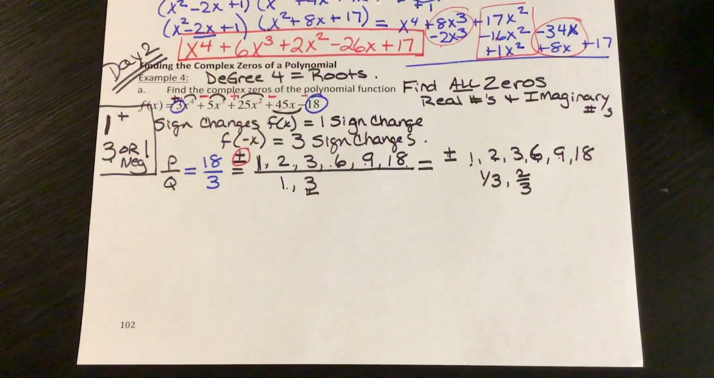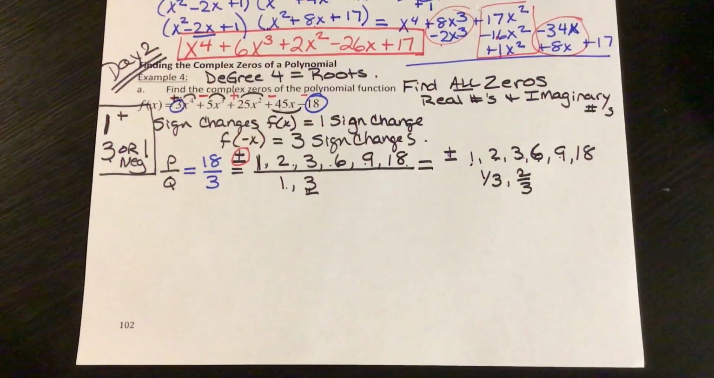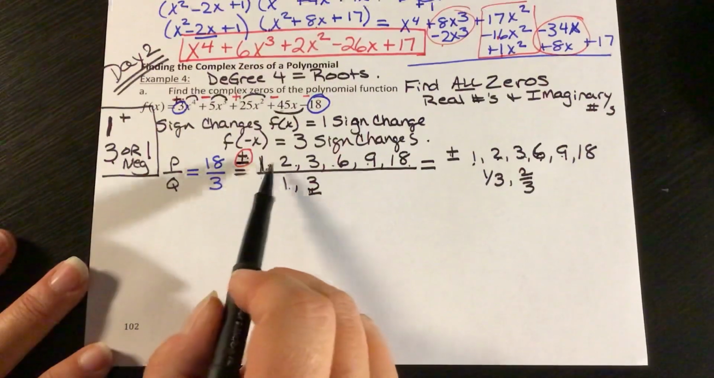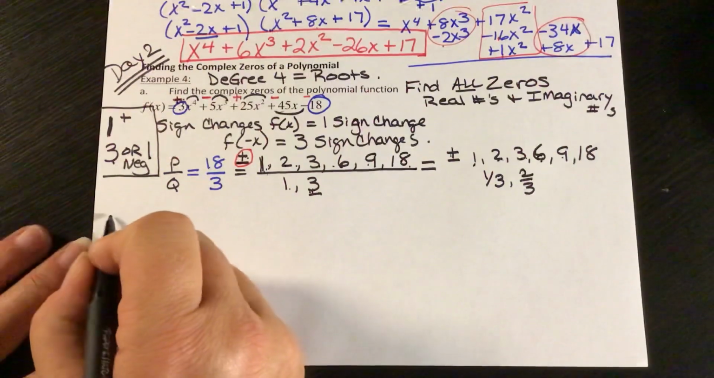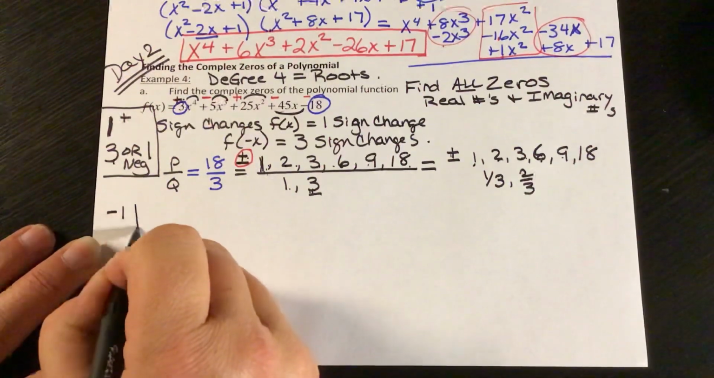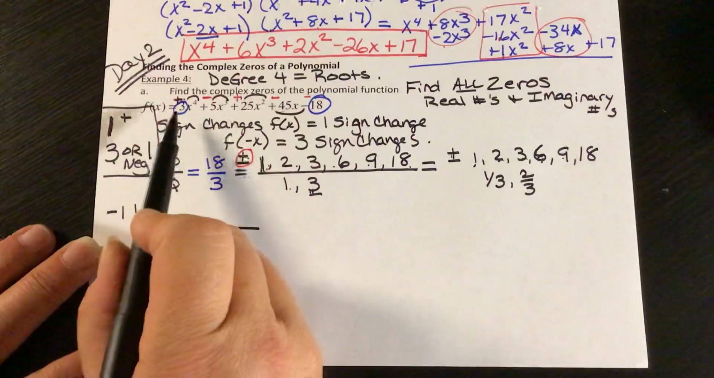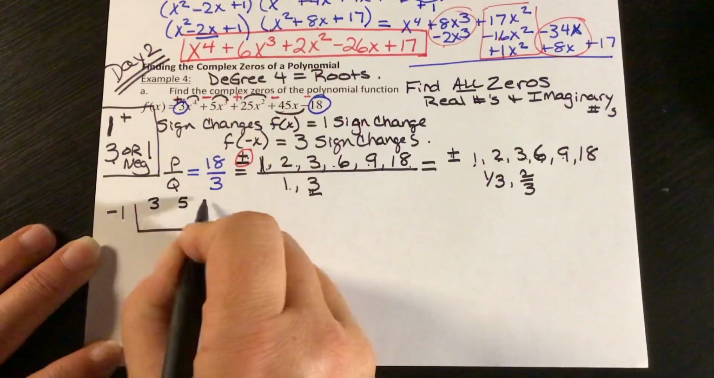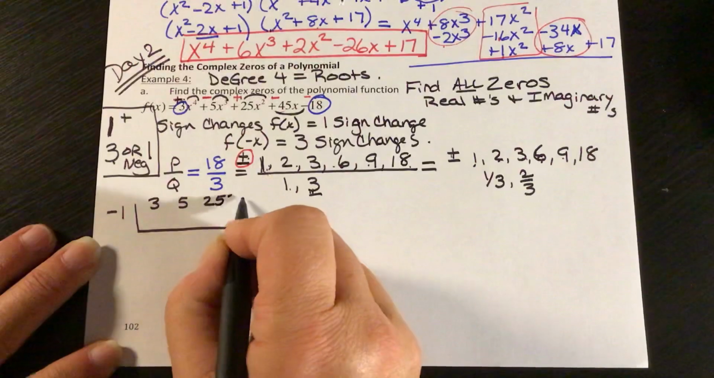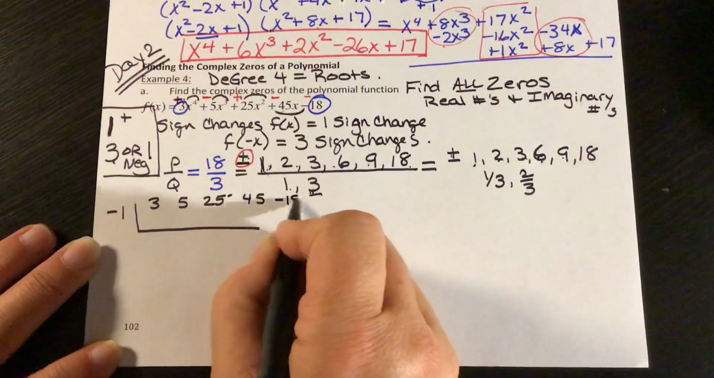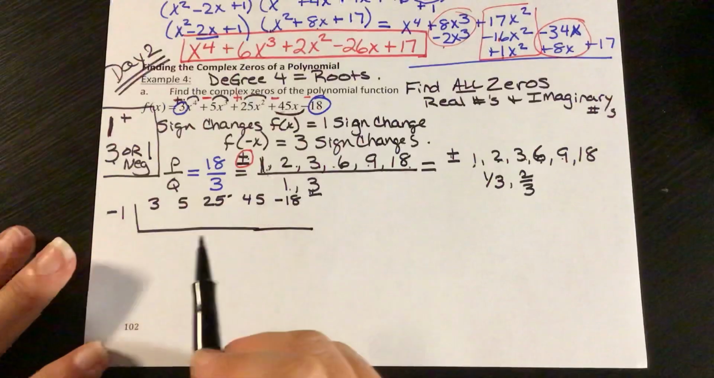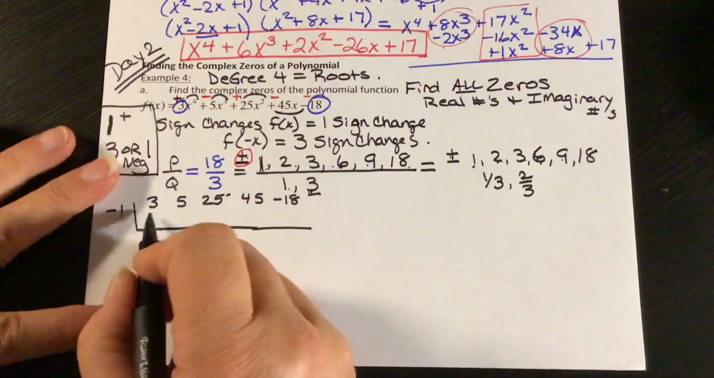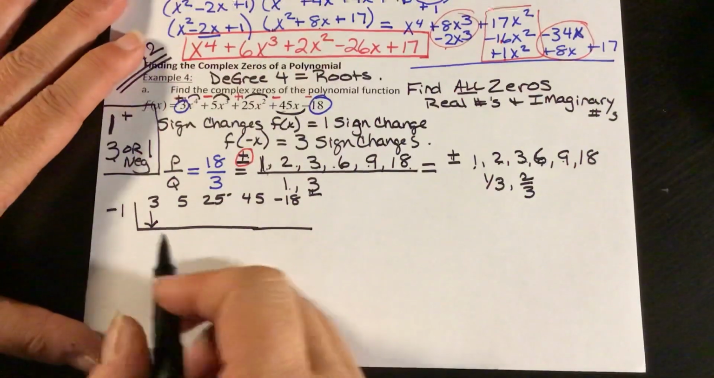Where do we start? Let's start with a negative, and let's start with -1. Usually I like to start off with the smaller numbers first. So if I start with -1, my coefficients are 3, 5, 25, 45, and -18. All right, so 3, 5, 25, 45, -18. Let's just start and see if -1 works.